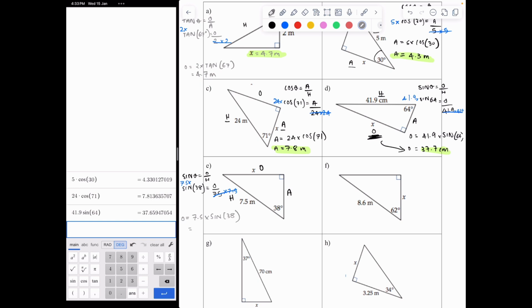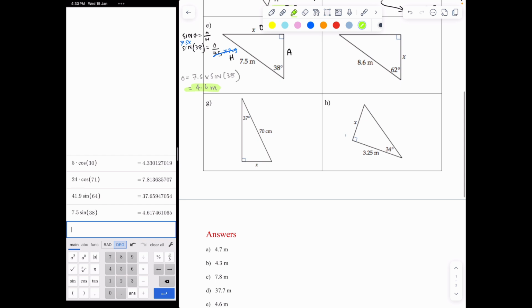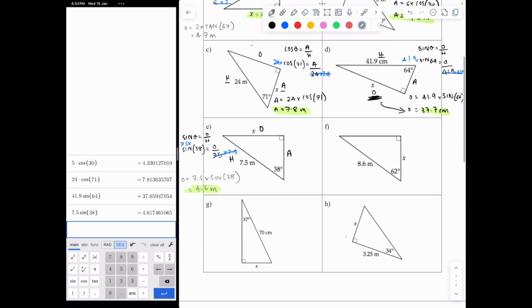Well, plug that into our calculator because I cannot mental math that. 7.5 sine 38 is equal to 4.6 meters. Okay, highlight that. Check our answer. Boom. Next one. Label the triangle. Go. Race me. See if you can do it before me. Otherwise, pause me.